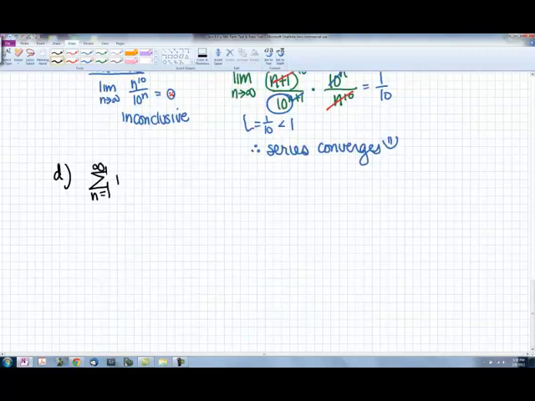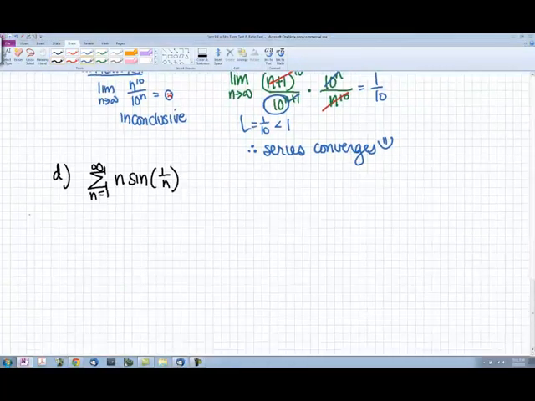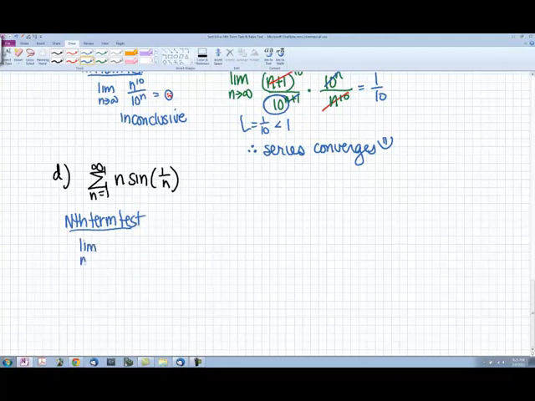N times sine 1 over n. Okay, we're going to go ahead and use the nth term test, which says that we need to calculate the limit as n approaches infinity of n times sine 1 over n. Now, how do we evaluate this limit? N is approaching infinity, and sine 1 over n is approaching 0. This is really infinity times 0. This is an indeterminate form.